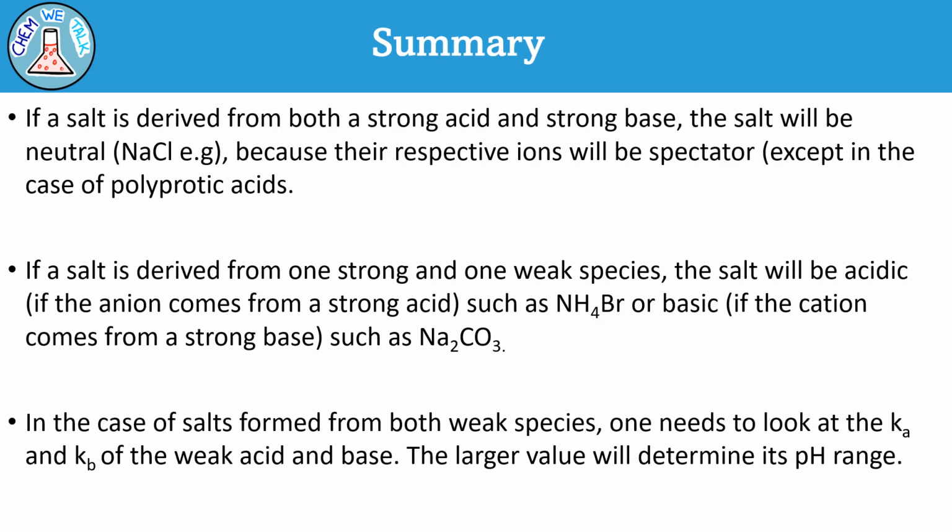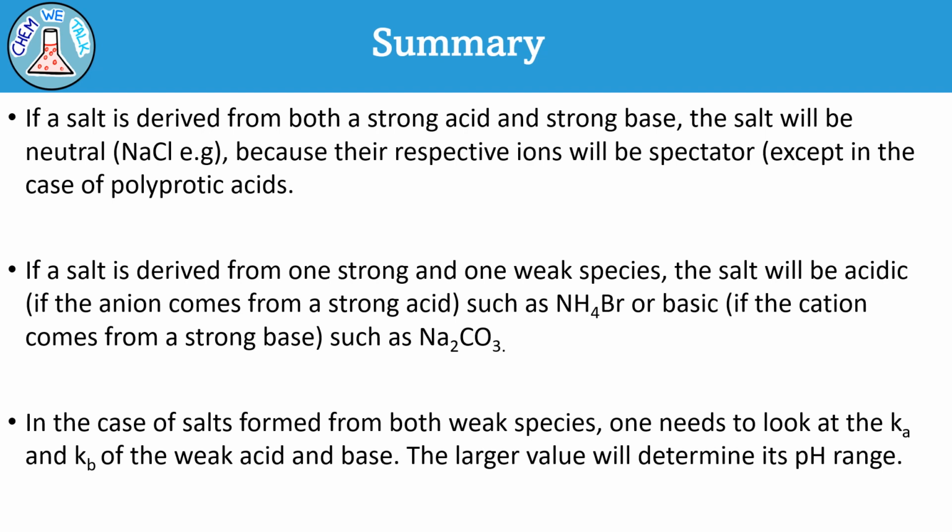So in the examples we discussed today, we observed that if a salt is derived from both a strong acid and a strong base, the salt will be neutral because neither can overcome the other, and their ions will be spectators. Just watch out for the sole exception that we discussed, which was the case of polyprotic acids such as H2SO4. In that case, HSO4-, which is the conjugate base of H2SO4, can also behave as a weak acid and lose its extra H+, which makes it not a spectator ion but in fact a weak acid. Okay, so be mindful of that exception.